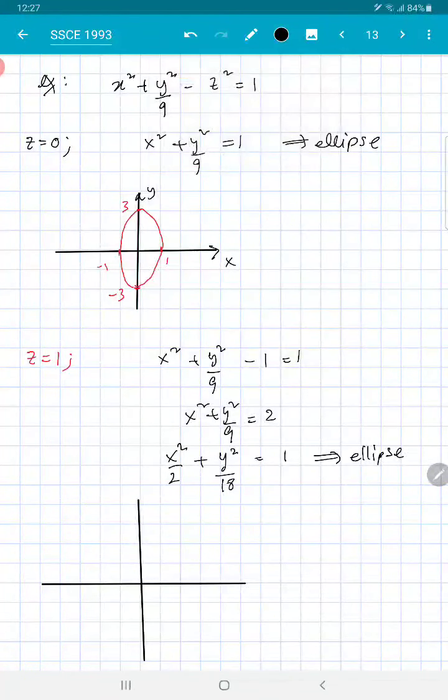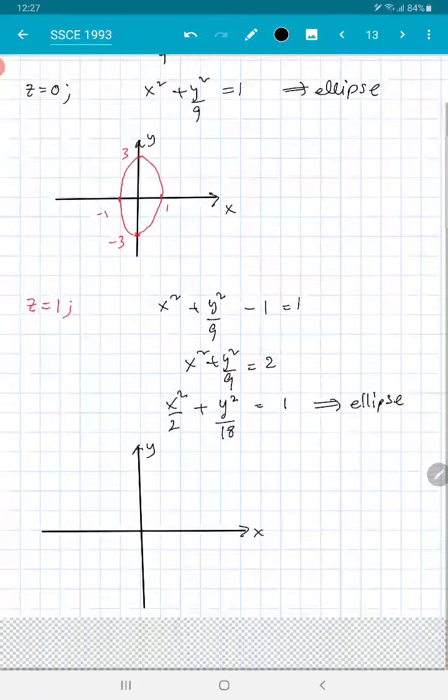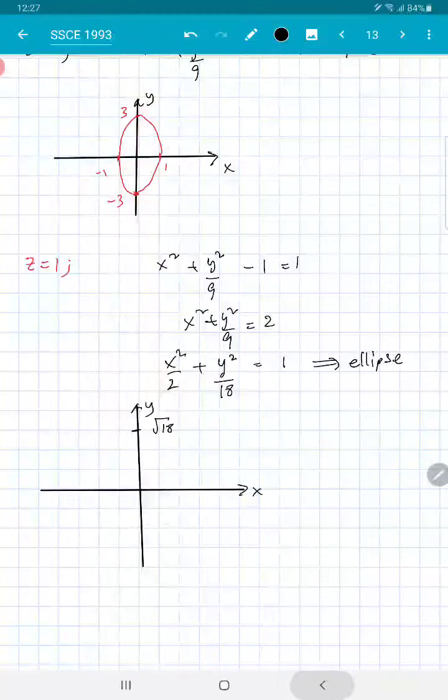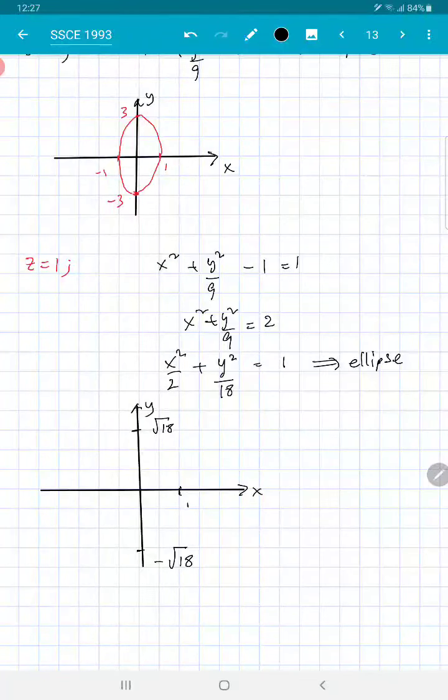Here we have the x-axis and y-axis, but now the ellipse intersects the y-axis at square root of 18 and negative square root of 18, and the x-axis at square root of 2 and negative square root of 2. When we plot this, we still have an ellipse, but it is larger compared to when z is 0.